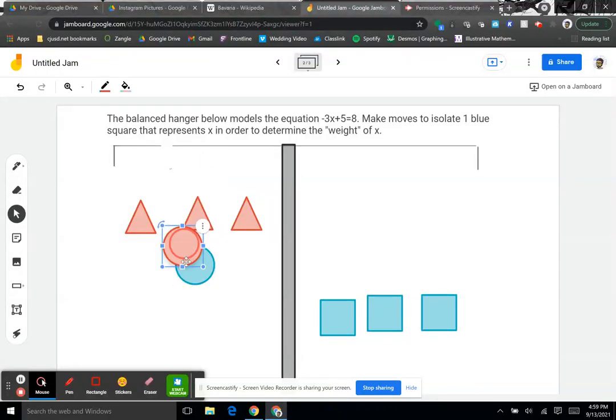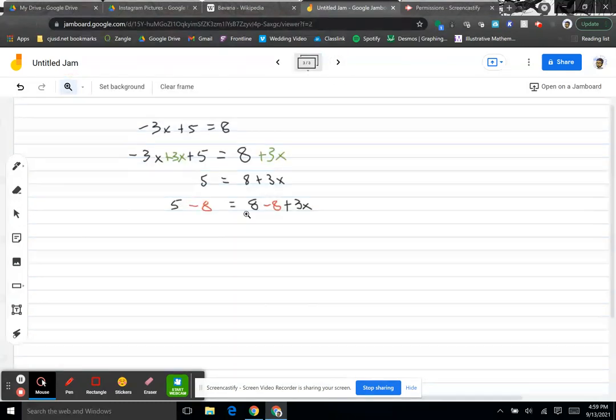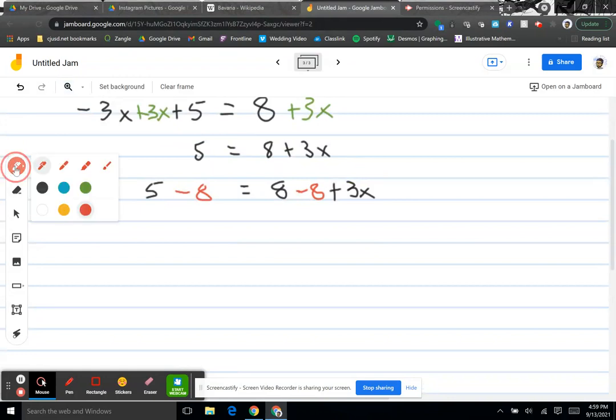Now you look on this side, I have a red circle and a blue circle. Those are gone. Now all we've got left is 3 red triangles on the left and 3 blue squares on the right. So now we can write what we have in our next step. Our new equation is -3 is equal to 3x.